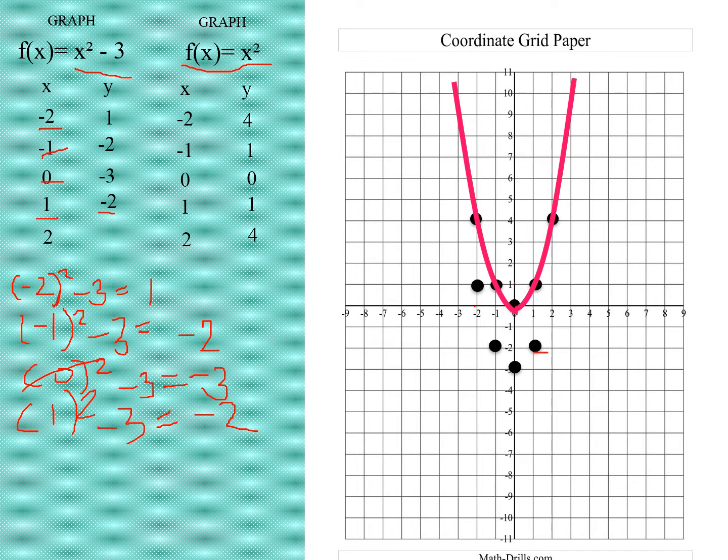Next, let's go to positive 2. So, we have 2 squared minus 3. So, we have 2 squared will become 4. 4 minus 3 will become 1. So, our y will be 1. Then our point is there.